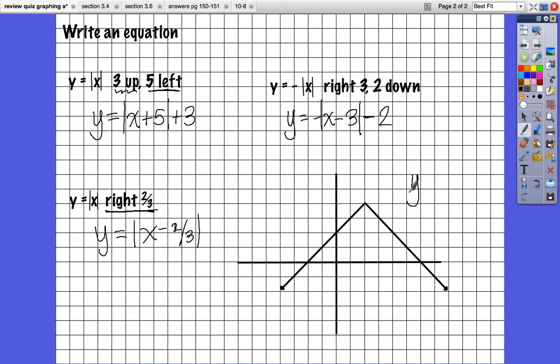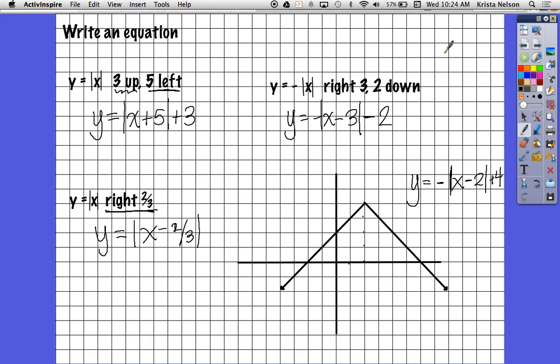This one, I'm giving you the graph. You have to come up with the inequality. So first you have to recognize that this is a negative absolute value because it's pointing down. Put the x on the inside, then figure out how far it went left or right. It went 1, 2 to the right, which makes it a minus 2 on the inside. And then it went up 1, 2, 3, 4, so it'll be a plus 4 behind. And those will be the last 4 problems on your quiz of writing the equation.